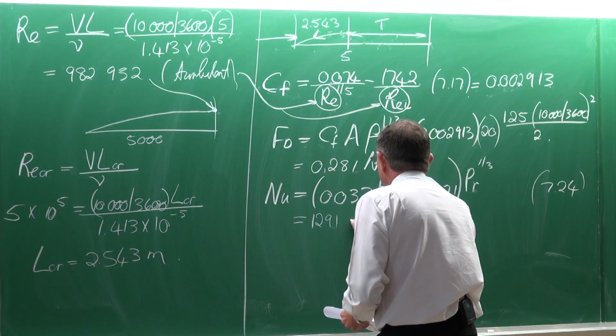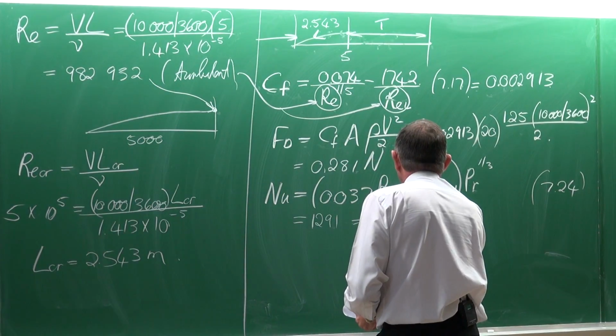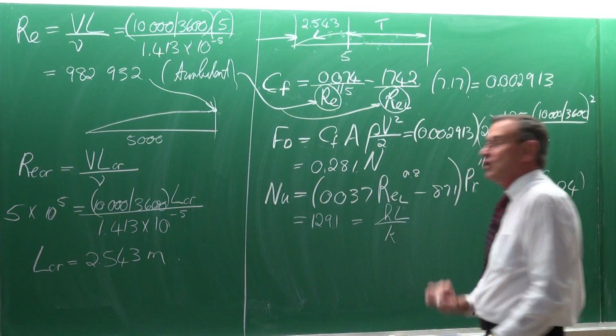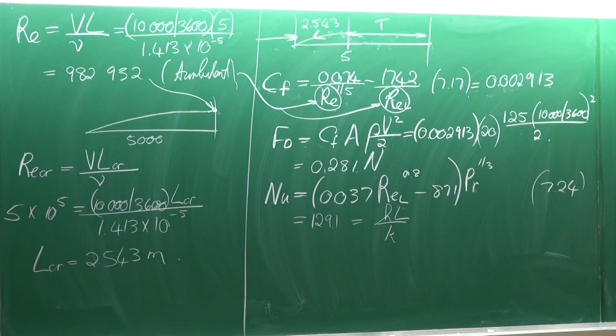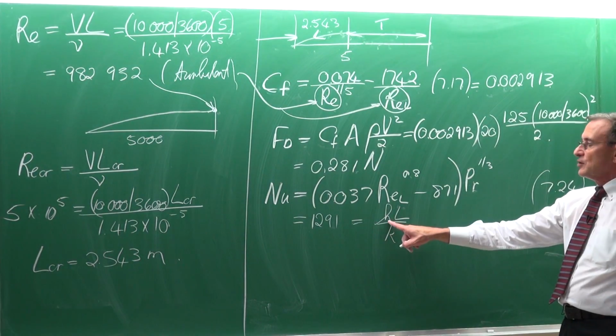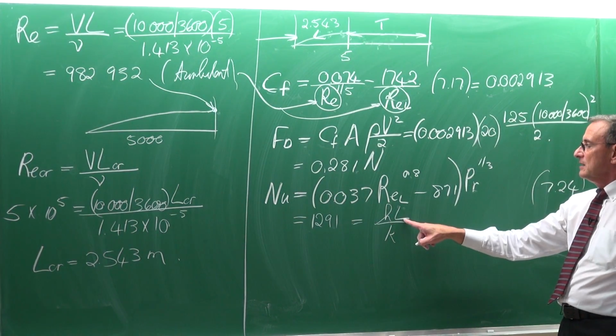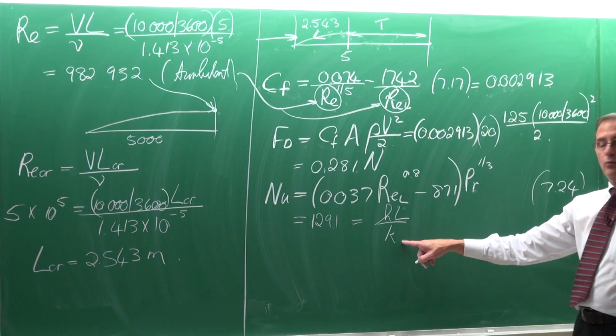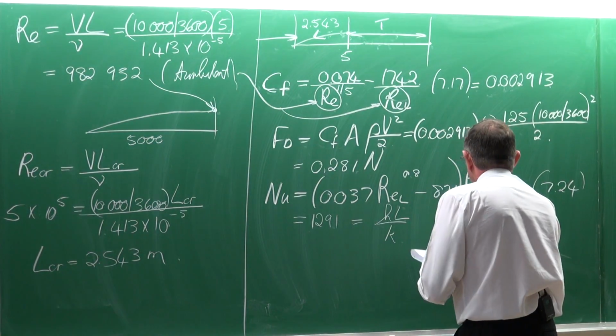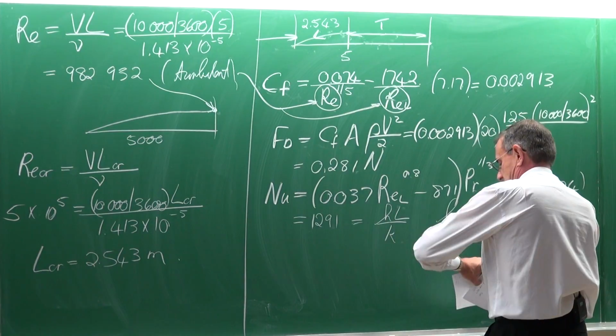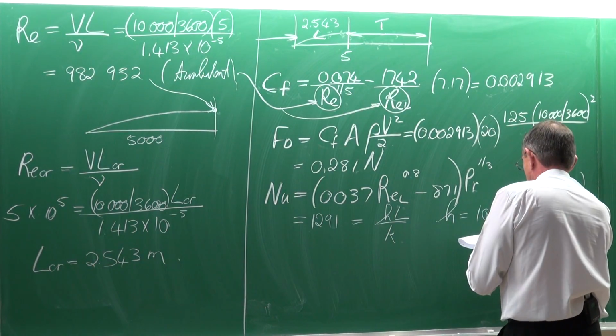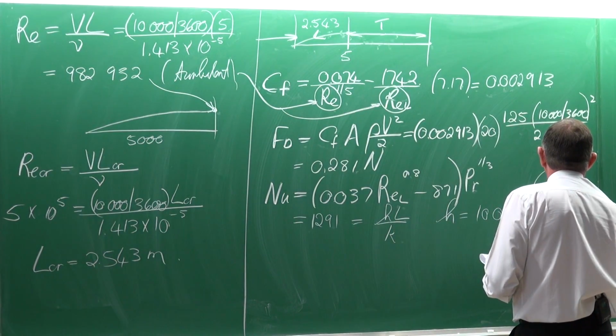The Nusselt number is equal to the heat transfer coefficient multiplied by length divided by the thermal conductivity. The heat transfer coefficient is what we are interested in. The length we've got, k we have, and from that we can calculate the heat transfer coefficient as equal to 10.09 watts per square meter degree Celsius.